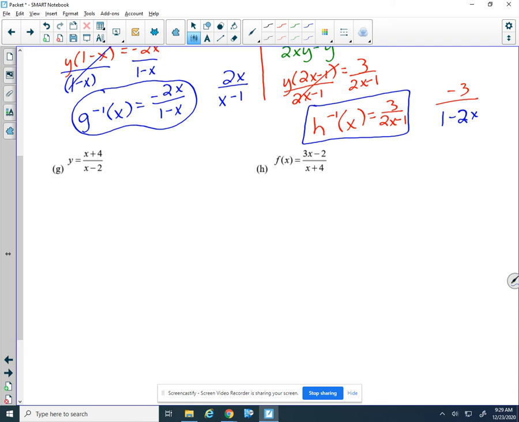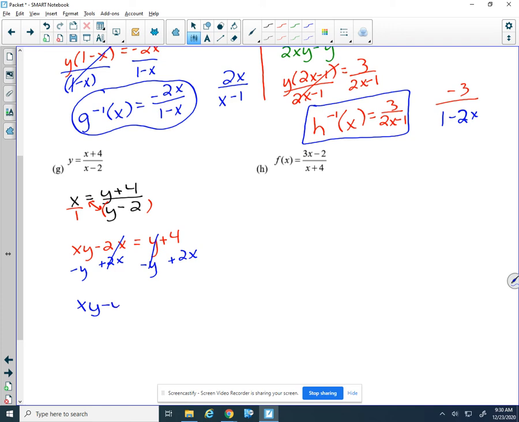So hopefully you've tried these. First thing to do here is switch x and y. And then we are going to cross multiply. So here I would get xy minus 2x, if I were multiplying these two, equals y plus 4. Now, as I said on this one, we have two y terms and two non-y terms. So I'm going to move the y over this way, and I need to move the 2x over to the other side. So I get xy minus y equals 2x plus 4.